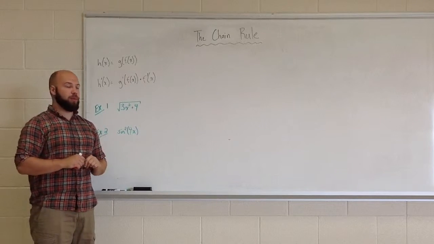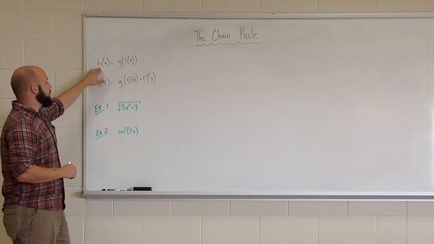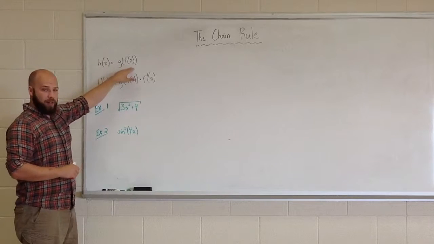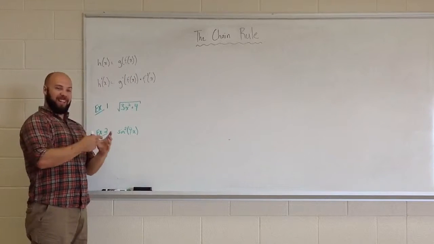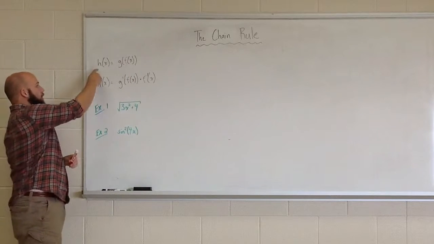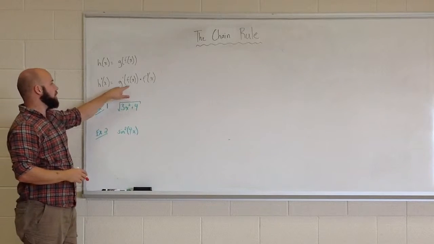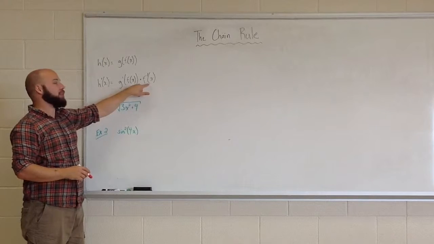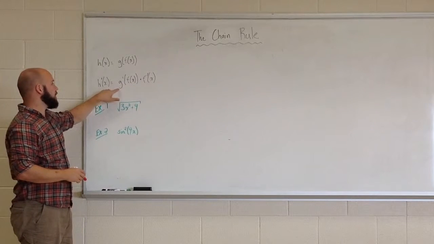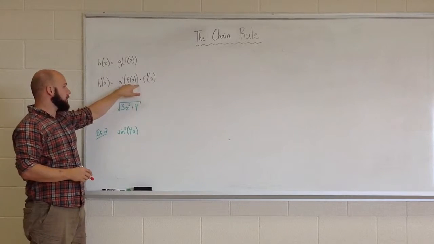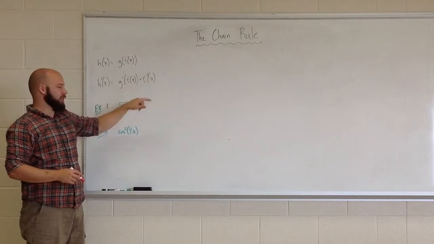I'm going to talk about the chain rule. The chain rule states that h of x equals g of f of x, so a function inside a function. Therefore, the derivative of h, so h prime of x, is going to be g prime of f of x times f prime of x. So the derivative of the function times the derivative of the interior function.